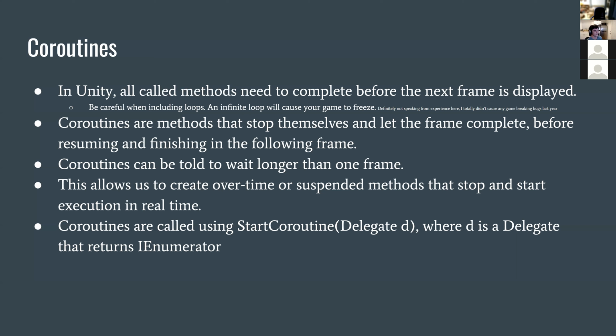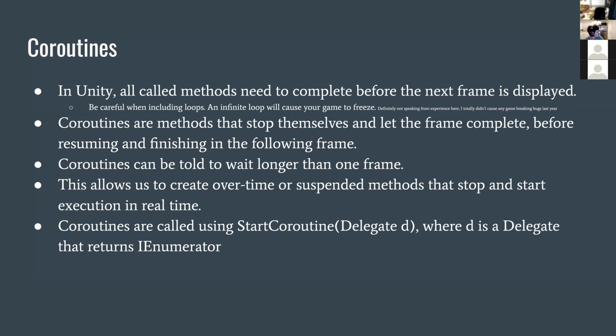But what this allows us to do is create functions that run over time or suspend methods that stop and start execution in real time. These are super powerful. They're really good for implementing things like charge meters, timers. I'm going to go over an example in just a second here about fading an object out. They're super powerful, but they're a little tricky to work with at times.